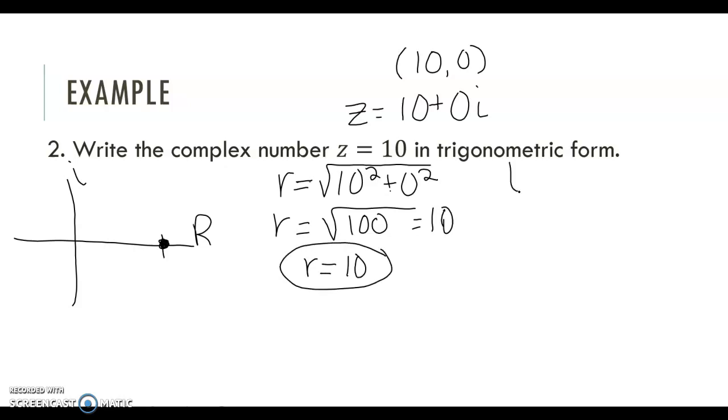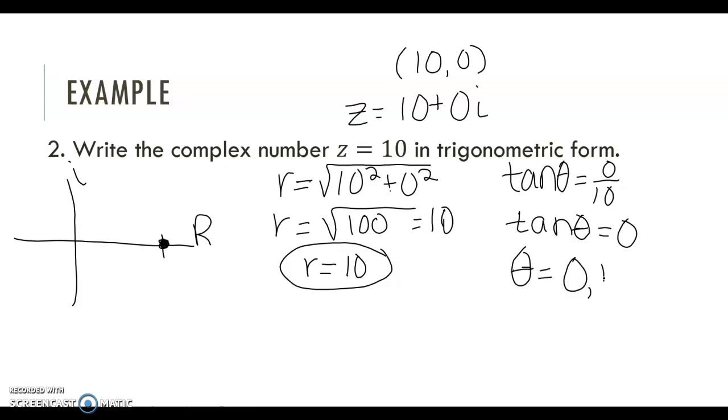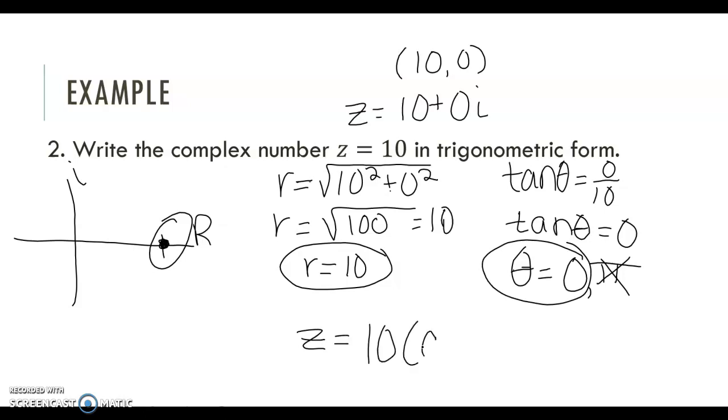Now let's find theta. Tangent theta is b over a, so that's going to be 0 over 10. So tangent theta equals 0, and two places at which tangent equals 0 are when theta equals 0 or pi. If I look at my graph, we know that we want the angle 0 and not the angle pi because of where it's plotted. So now we will write it in our trig form. z equals 10 cosine 0 plus i sine 0.